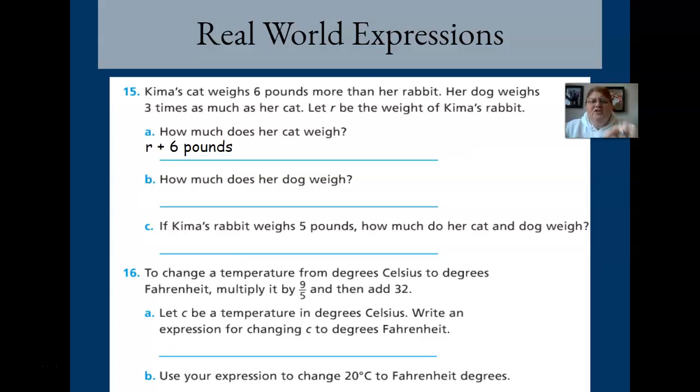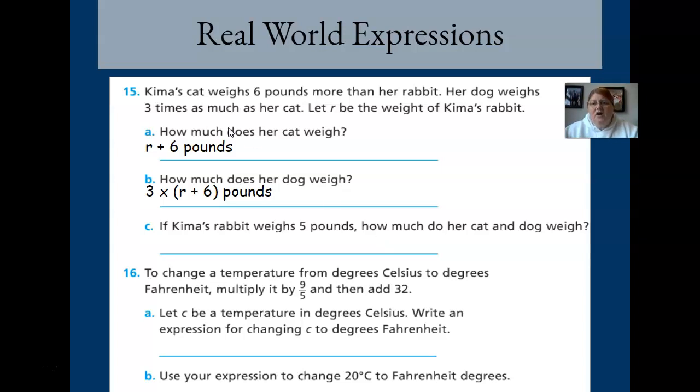And then it says, how much does her dog weigh? Well, her dog weighs 3 times as much as her cat. So I'm going to have to take how much her cat weighs times 3. So that would be 3 times the sum of R and 6. Okay, so if Kim's rabbit weighs 5 pounds, how much do her cat and dog weigh?